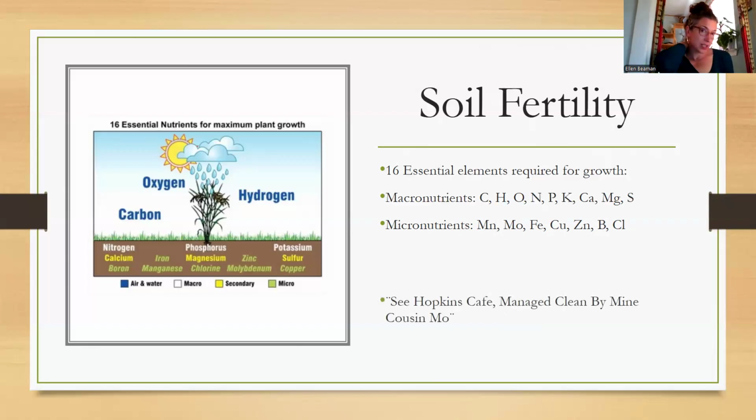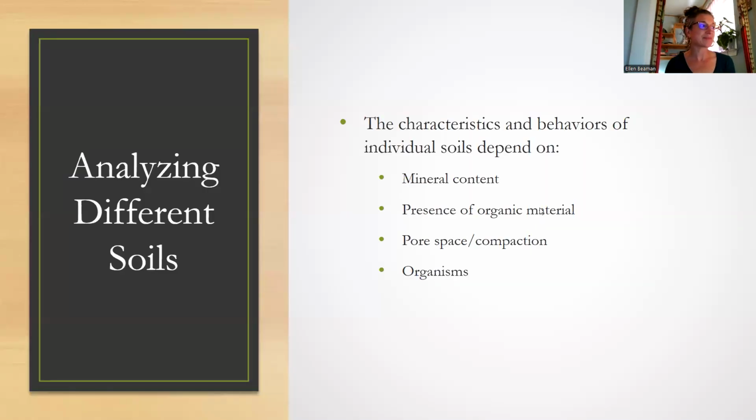So when I was getting my degree in agronomy, my favorite soil science instructor, Dr. Carrie Green, would help us remember all of those with C. Hopkins Cafe, managed clean by mine cousin Mo. So if you look, it starts with the C for the carbon, C, H, O, and it's out of order, P. Anyways, you get it. It's kind of fun. We go over it in soils class.